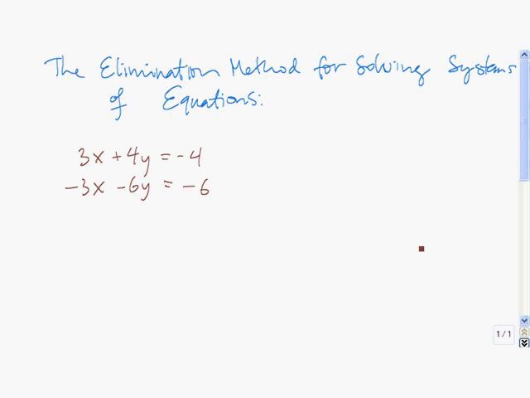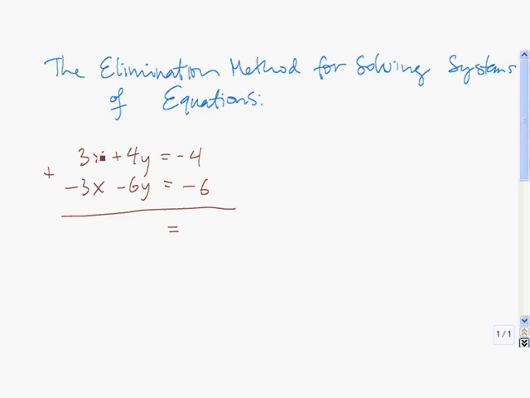In this video, I'm going to show you the elimination method for solving systems of equations. So let's take a look at this system right here. What we're going to do with the elimination method is add both equations. What it means to add two equations is that we add the terms on the left-hand side, and that sum is going to be equal to the sum of the terms on the right-hand side.